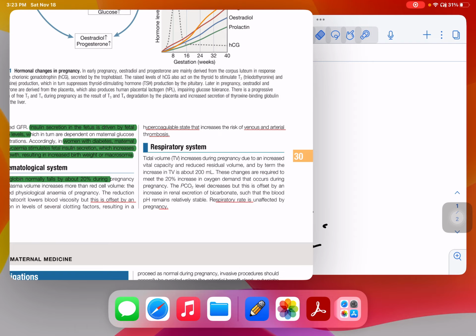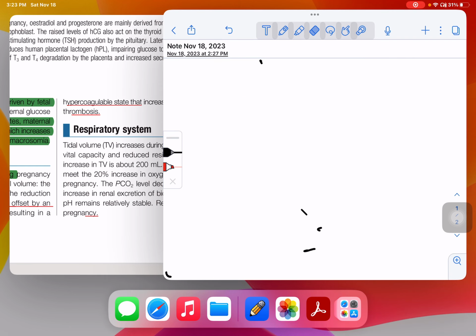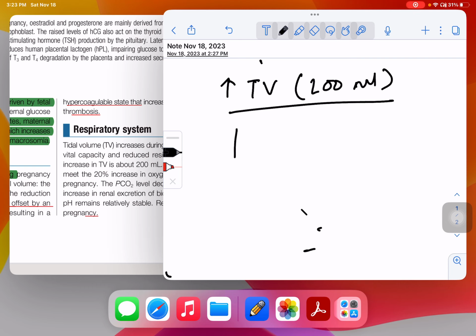Now I will discuss respiratory changes. The tidal volume increases, residual volume decreases, vital capacity is unchanged, and the respiratory rate is unchanged. Discussing the respiratory changes, there is increased tidal volume, almost 200 ml. The residual volume decreases, and the respiratory rate remains unchanged.